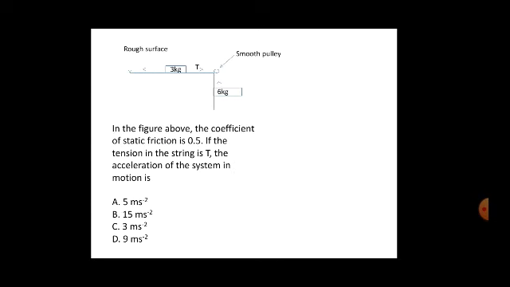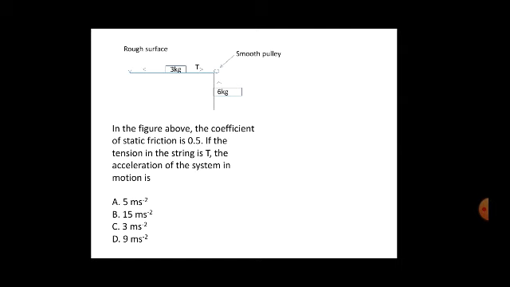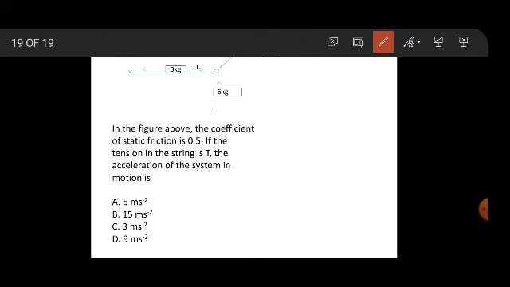Okay, so let's see just a question here. It says in the figure above, you should notice that there's a rough surface and a smooth pulley. The coefficient of static friction is 0.5. If the tension in the string is T, the acceleration of the system in the motion is? How do we find the acceleration? I've given you a formula for that. Your A here is equal to M2 minus mu M1, all over M2 plus M1. But remember, the numerator is multiplied by g.